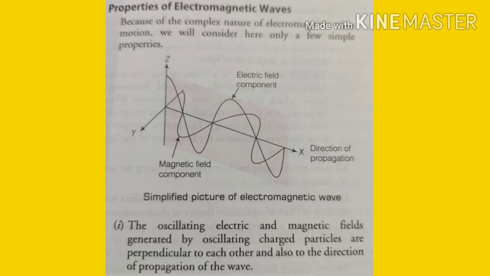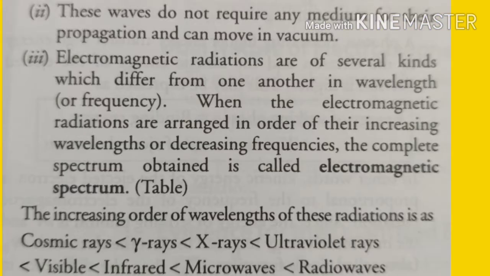Number 1. The oscillating electric and magnetic fields generated by oscillating charged particles are perpendicular to each other and also to the direction of propagation of the wave. The electromagnetic radiations have oscillating electric and magnetic fields and they are also perpendicular to the direction of propagation of the wave. The wave is propagated perpendicular to these two planes.